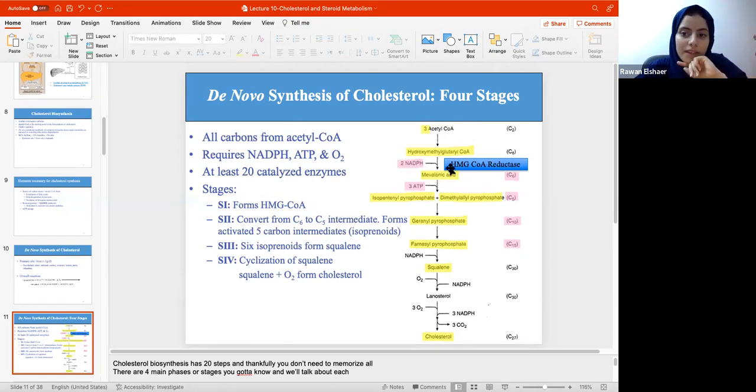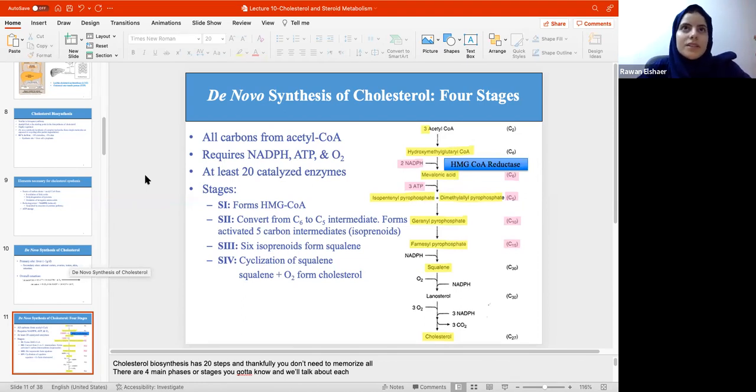And in order to do that, it needs to be catalyzed by an important enzyme, which is HMG-CoA reductase. Do you guys know anything about this enzyme? Or is this the first time you heard of it? What's important about this enzyme? It's inhibited by statins, yes. It's rate limiting, right? So it's the rate limiting enzyme in this pathway.